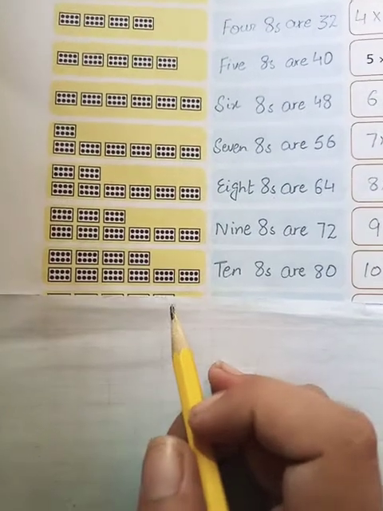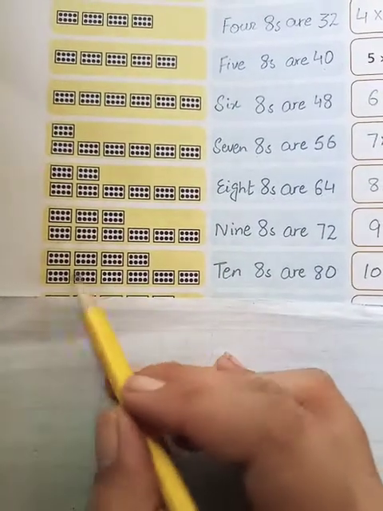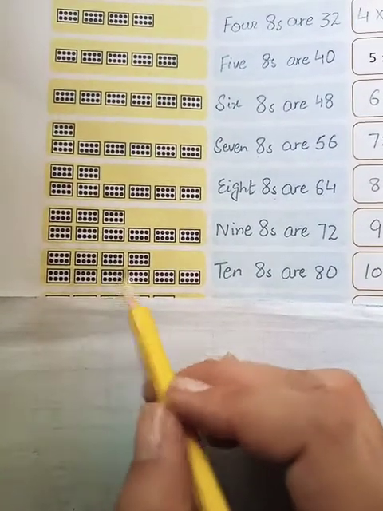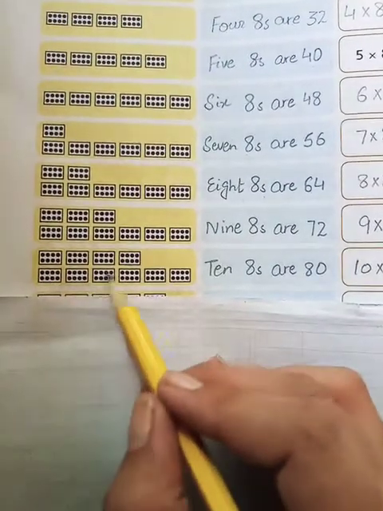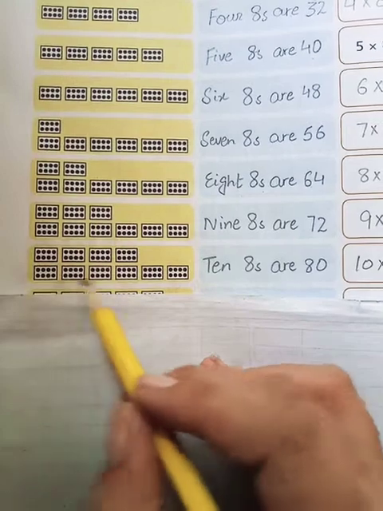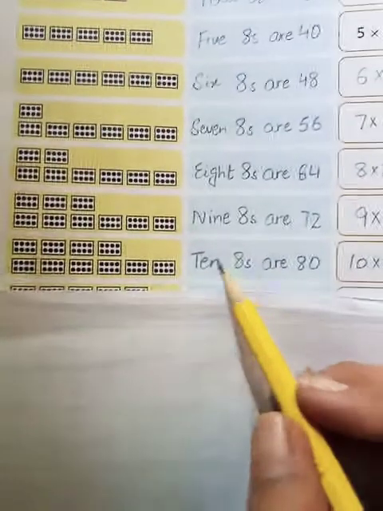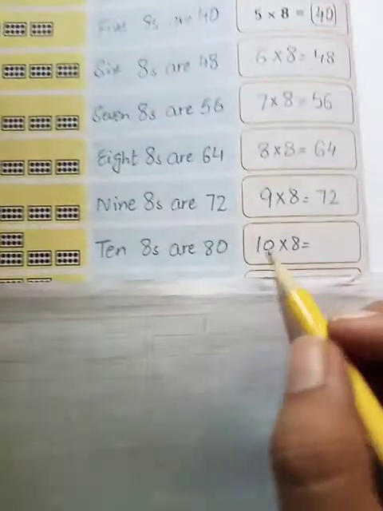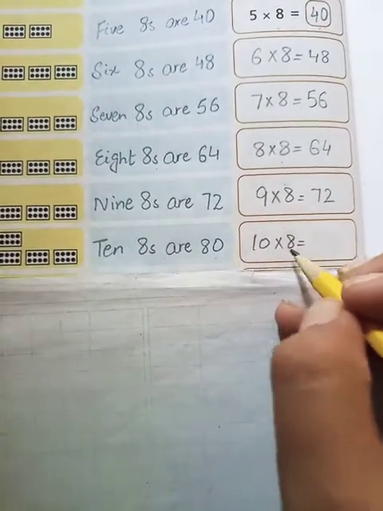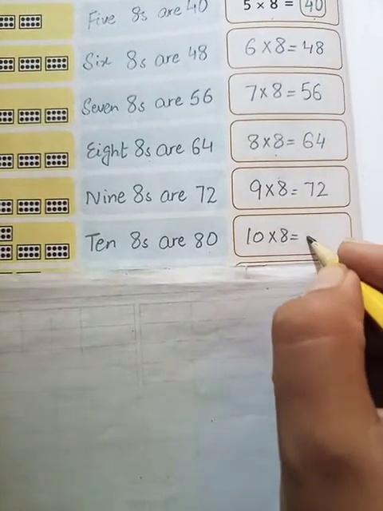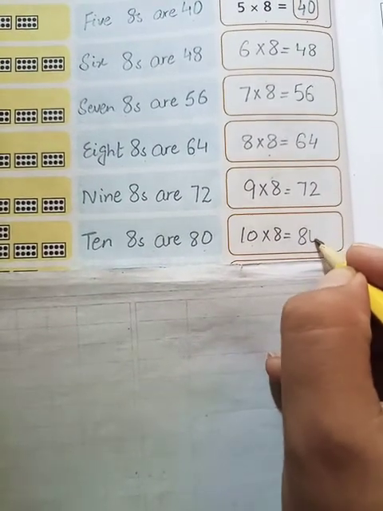Okay students, next we have the 10 sets. Look at this. Here we have the 10 sets. 1, 2, 3, 4, 5, 6, 7, 8, 9 and 10, and each one, we know, is having 8 dots. Look at this, each one is having the same dots, so 10 8s are 80. That can be written as 10 multiplied by 8, and we know that the answer is 80.